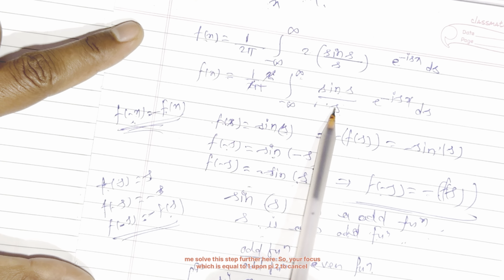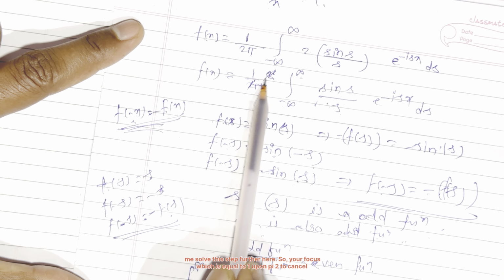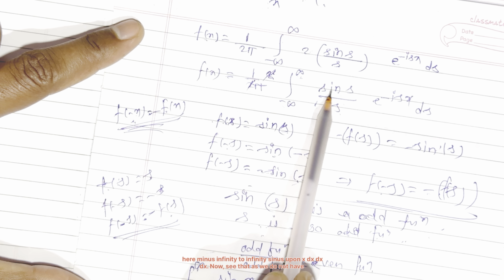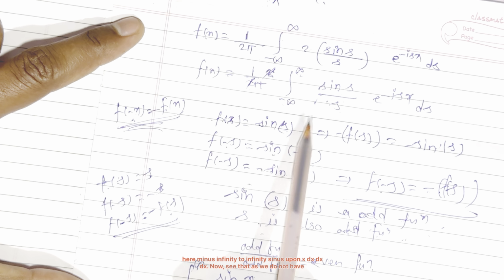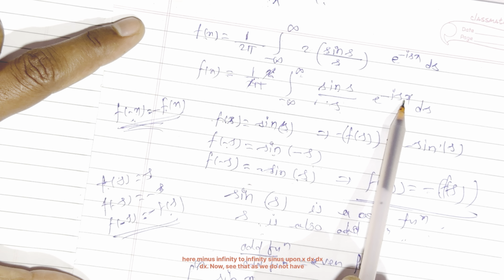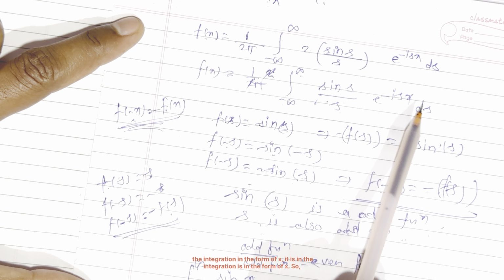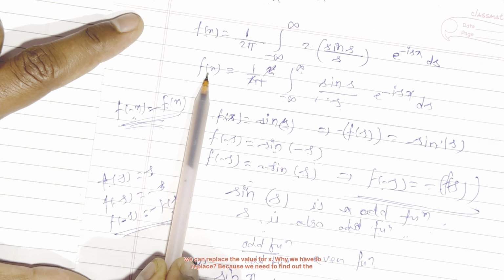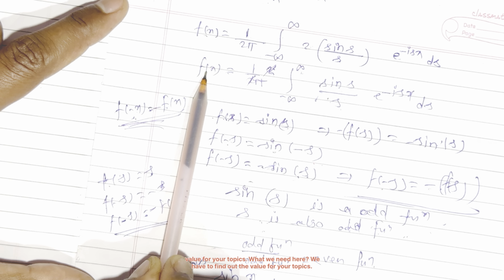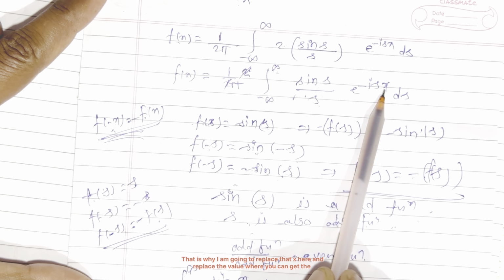So let me solve this step further here. f of x is equal to 1 upon pi, the 2 cancelled here, integral from minus infinity to infinity of sin s upon s, e raised to minus i s x ds. Now see that the integration is not in the form of x, it is in the form of s, so we can replace the value for x. Why do we have to replace? Because we need to find the value for f of x.